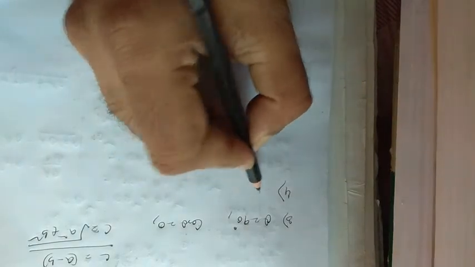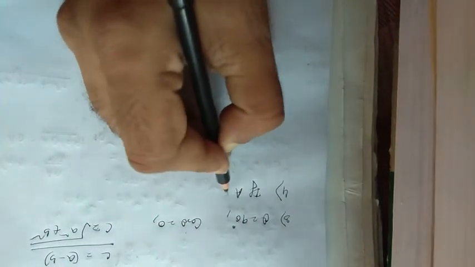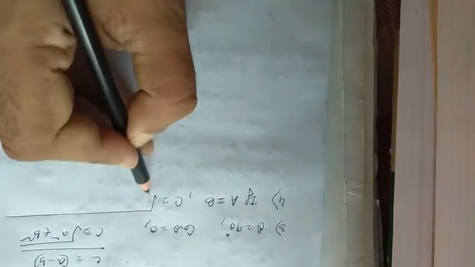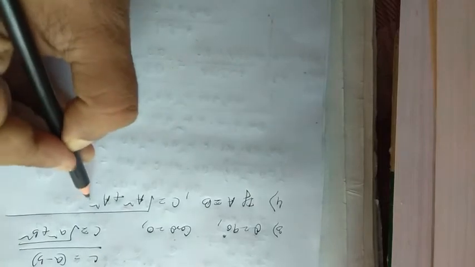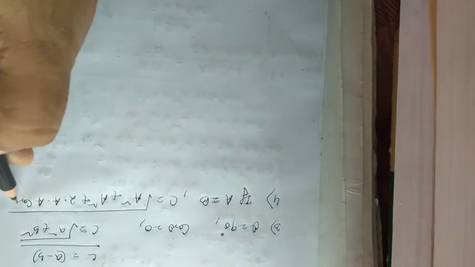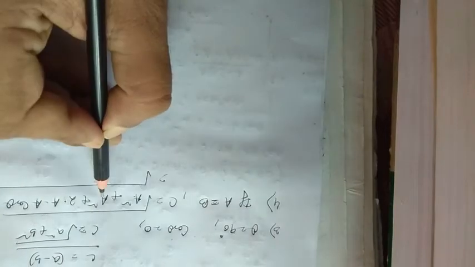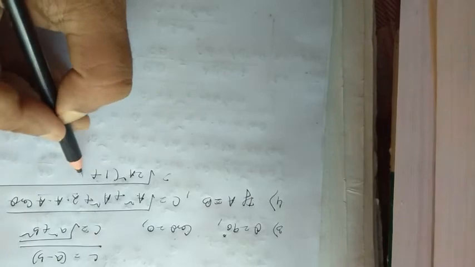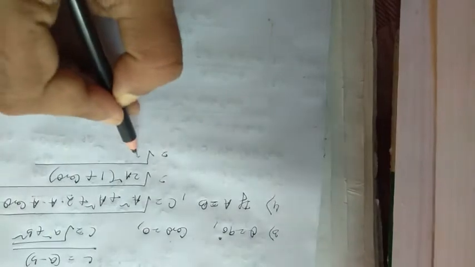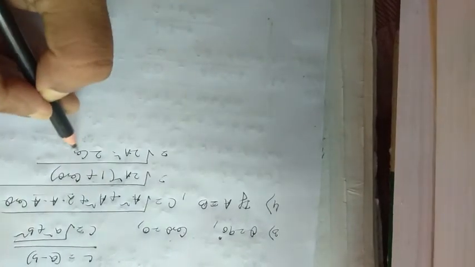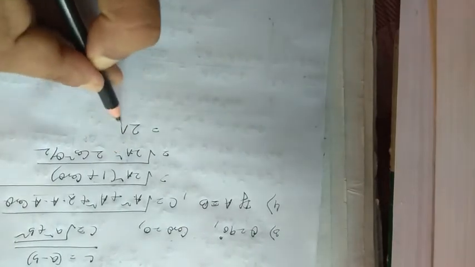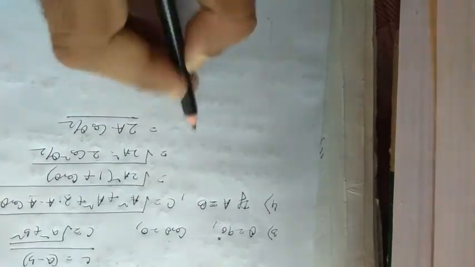Now the fourth case, if a is equal to b, the magnitudes of both vectors are the same. So C is equal to root over a square plus a square plus 2a into a cos theta. That becomes 2a square, here also 2a square. So we take 2a square common, and here remains 1 plus cos theta. Now taking it to submultiple form, 2 cos square theta by 2. So 2 a cos theta by 2 is the value of C.